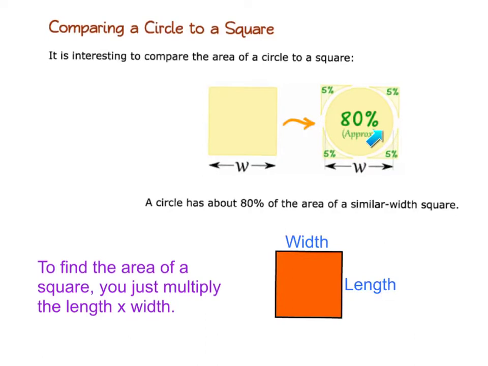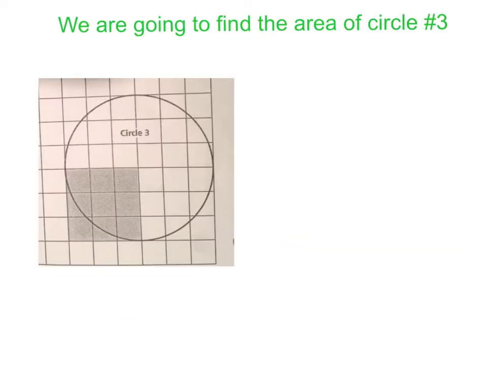Now that's an estimate, and so we're going to find the exact area of circles, but we are going to relate it back to the square for figuring out the formula. So if you have your handout, we are going to do two of the examples together to find the exact area of the circle. Not the area of the entire square, but the area of the circle.